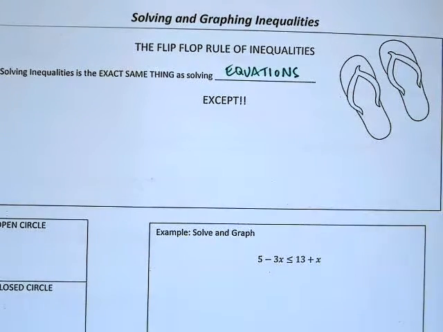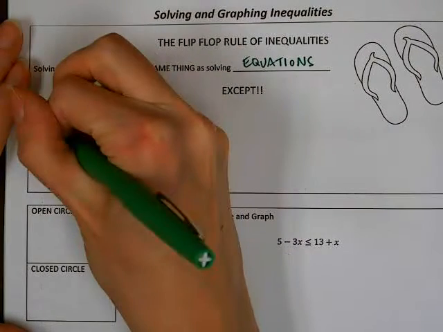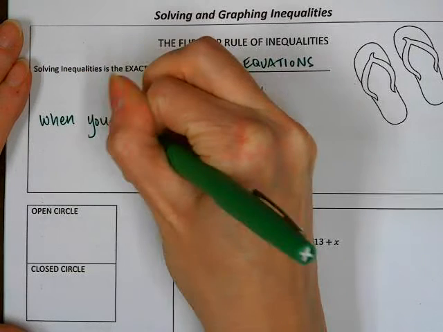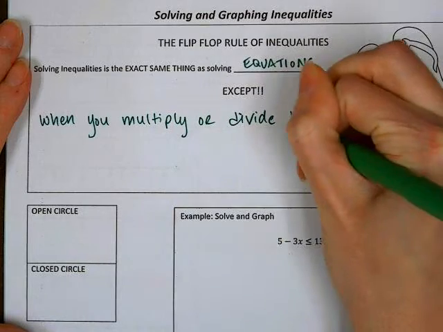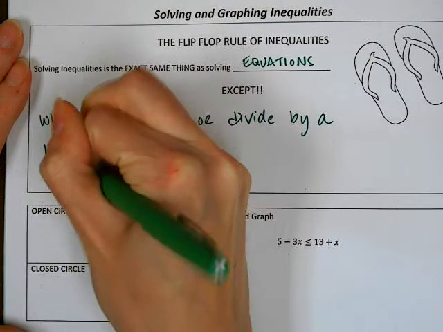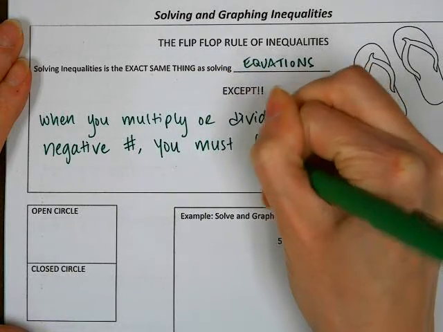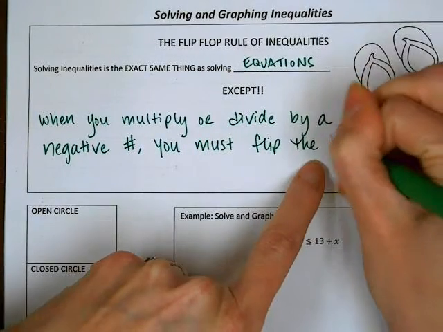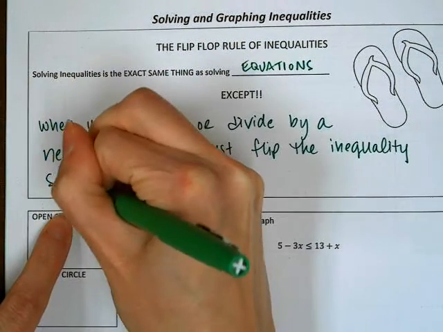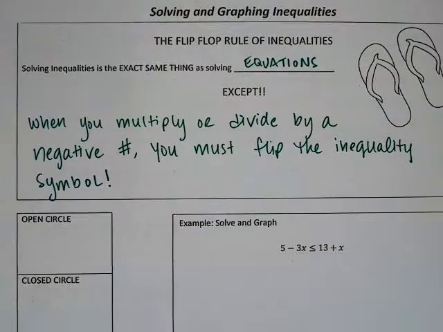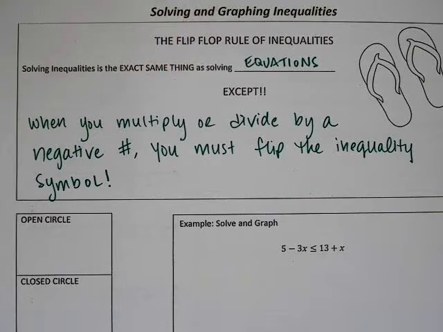except what we talked about in class, when you have to flip the symbol. So except when you multiply or divide by a negative number, you must flip the inequality symbol. So that's the only difference. It's just like solving equations, but when you multiply or divide by a negative number, you must flip the inequality symbol.